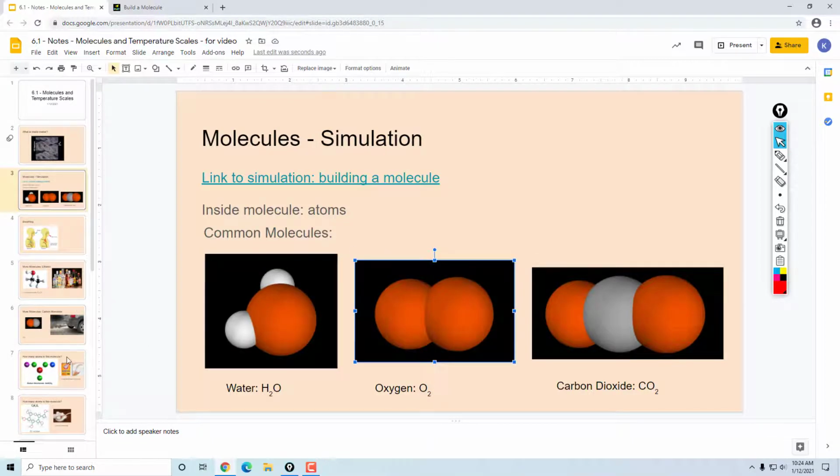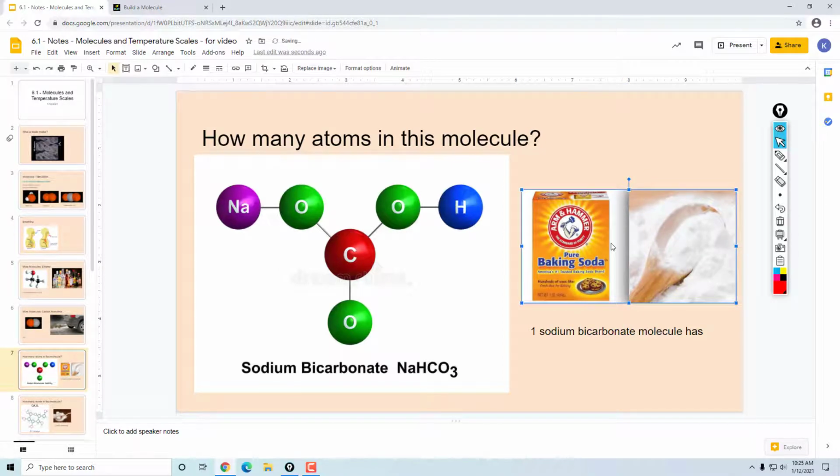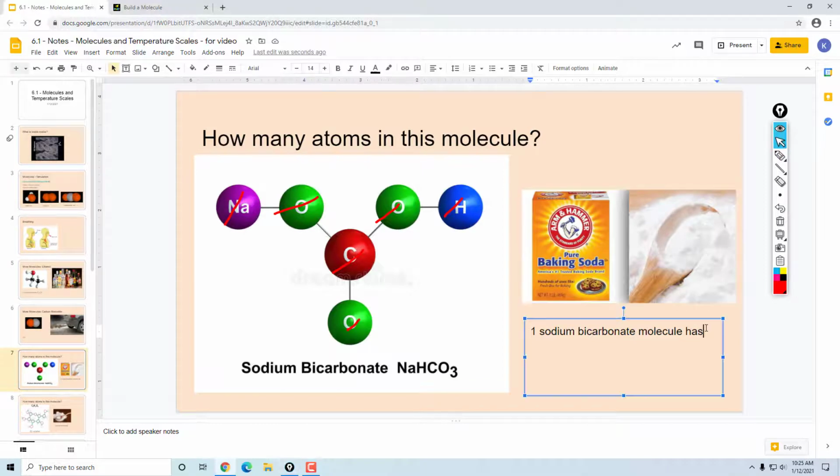Well, this is baking soda. We use it for cooking, we use it in our toothpaste, we use it to keep things smelling okay. That's sodium bicarbonate. The sodium is Na, that's one sodium atom. Bicarbonate. How many atoms are there? 1, 2, 3, 4, 5, 6. 6 atoms. You can just count.